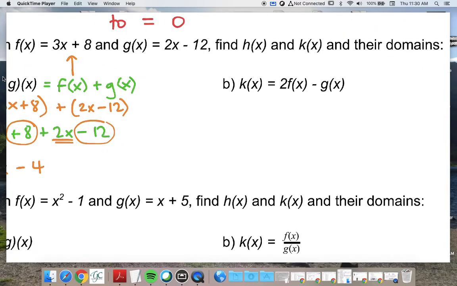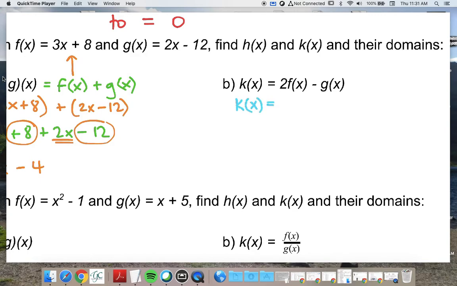So this time we're talking about k of x. So k of x is equal to 2 times f of x minus g of x. And they've given this problem to us in a way that I think is a little bit easier to see. So we're not going to rewrite anything, we're just going to start plugging things in.